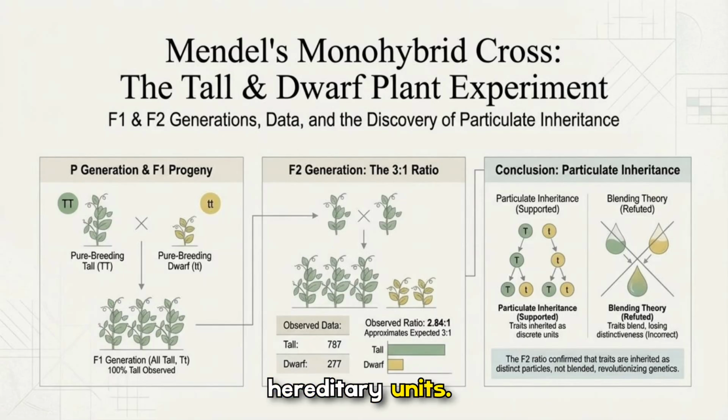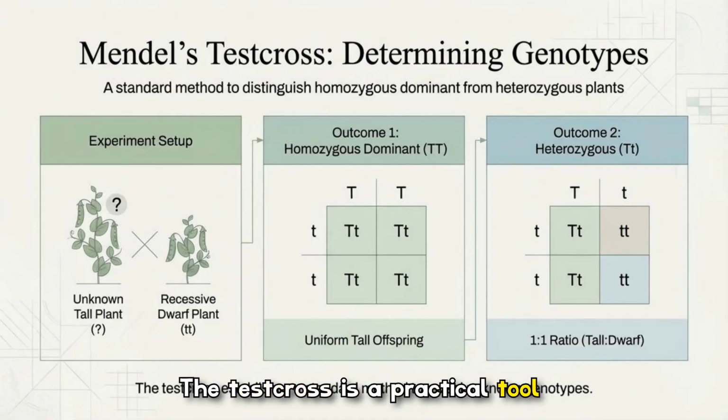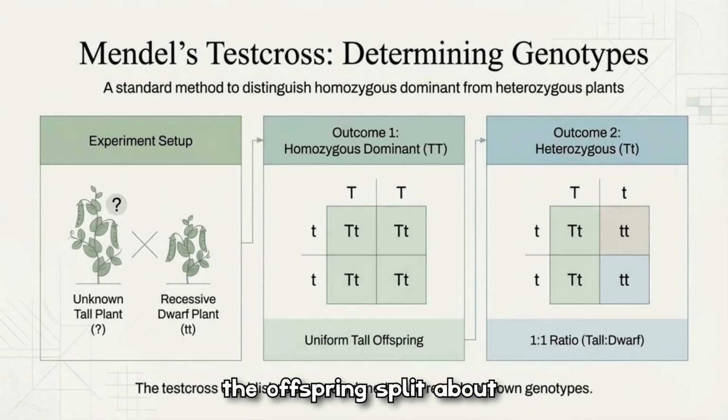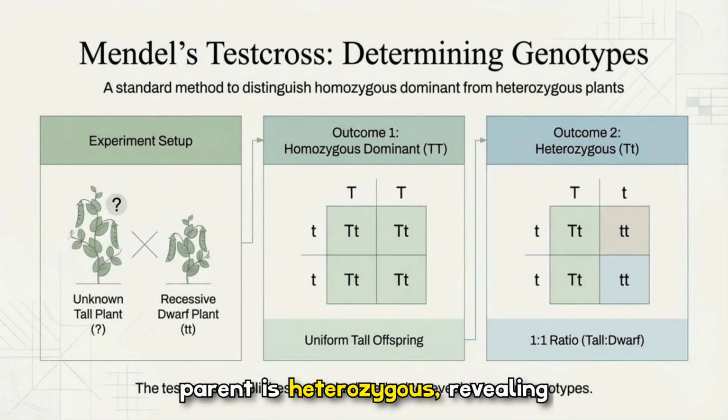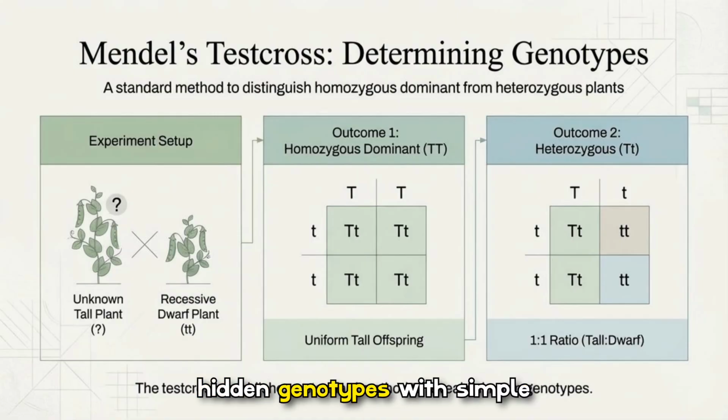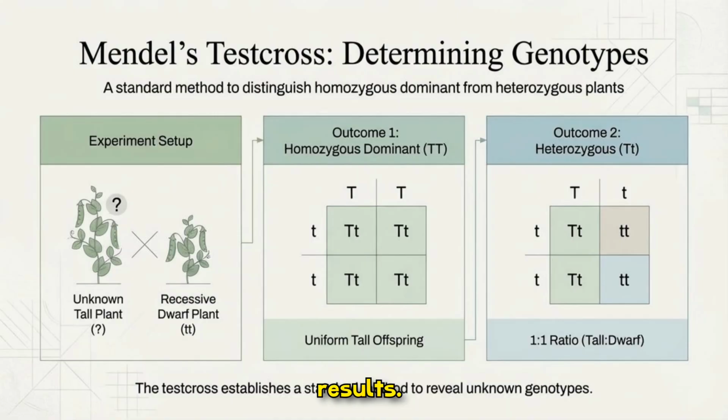units. The test cross is a practical tool to distinguish a homozygous dominant from a heterozygote by crossing the unknown with a recessive individual. If all offspring are tall, the parent is likely homozygous dominant. If the offspring split about 1:1 tall and dwarf, the parent is heterozygous, revealing hidden genotypes with simple results.